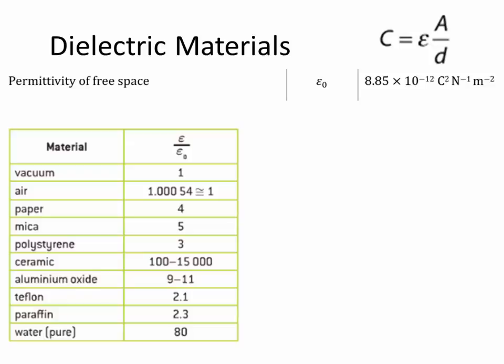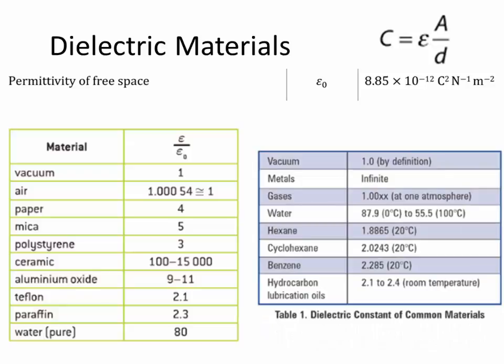And here we have a set of values which compare the material with that of air or vacuum. For example, vacuum, of course, is 1, so it's the same material. Air is basically the same. If you put paper between the plates, you can get a capacitance which is 4 times as great. Polystyrene will be 3 times as great. A ceramic material could be between 100 and 15,000 times as great. So by using different materials, you can increase this dielectric property, in other words increase the capacitance. And here we have another table. Metals have a really high permittivity, basically, because they can conduct, and this gives the material the ability to transmit an electric field. Water is 80 or 90, and so on.